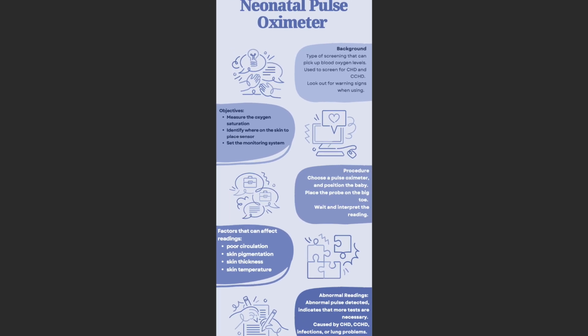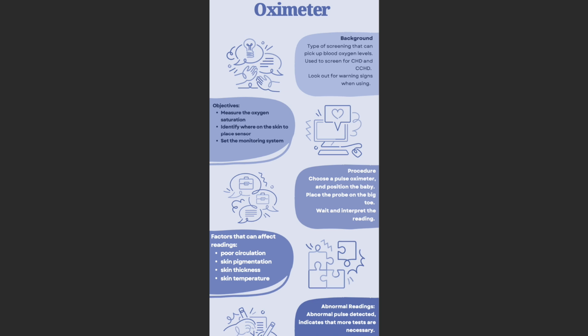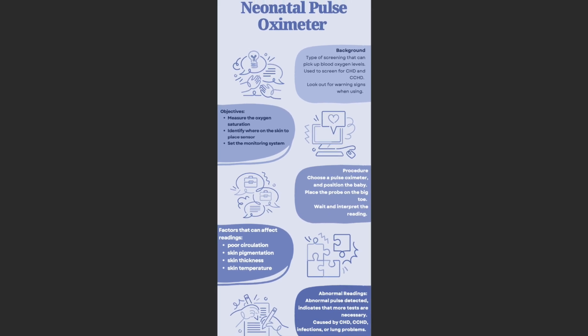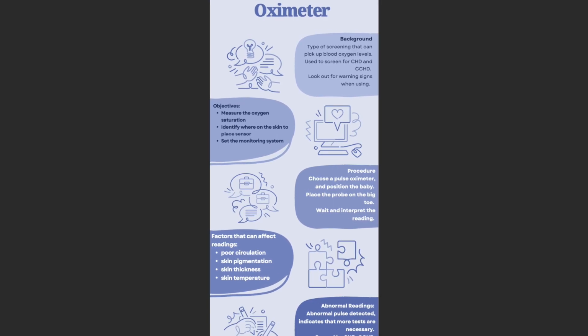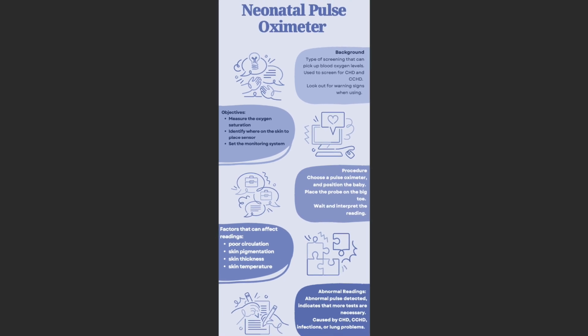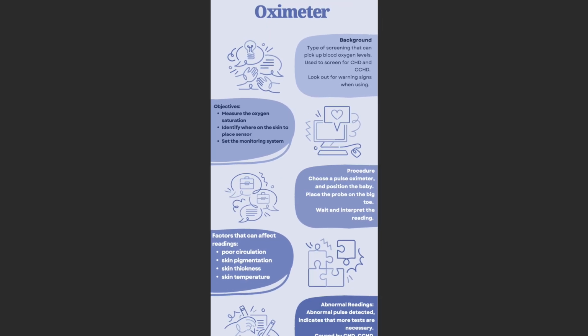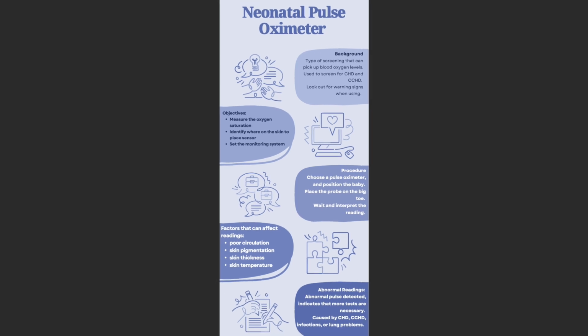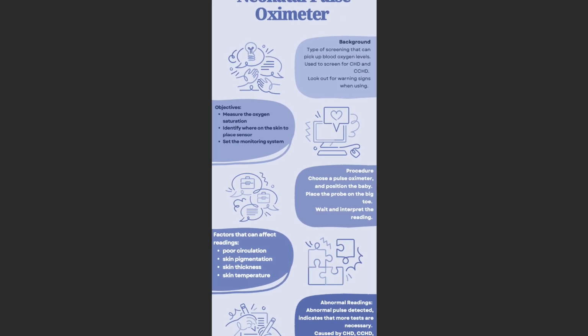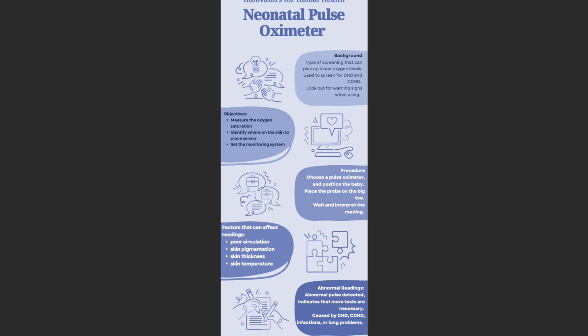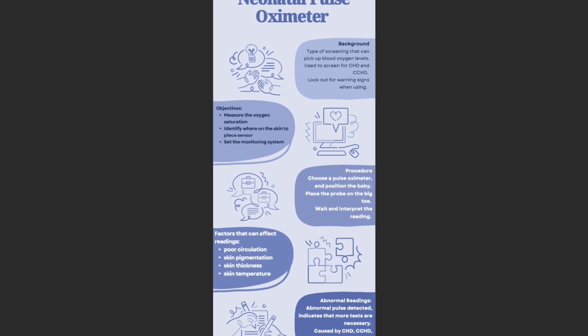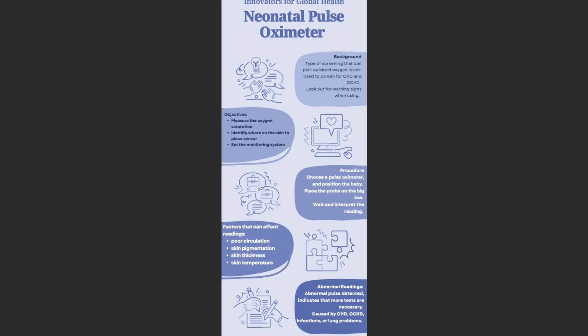The objectives for this audio are to measure the oxygen saturation of the blood, to identify where on the skin to place the sensor, and to set the monitoring system. There are many different ways to use a pulse oximeter on a baby in terms of the baby's anatomy. In today's audio, we will explain placing the pulse oximeter using the leg approach.